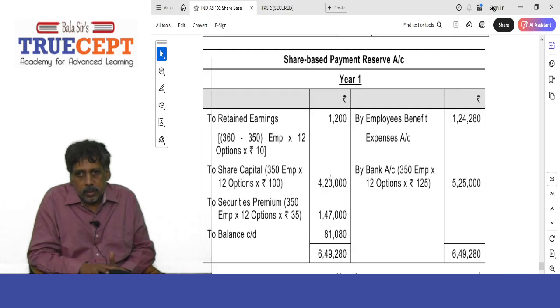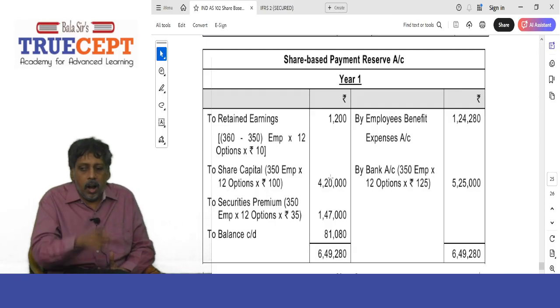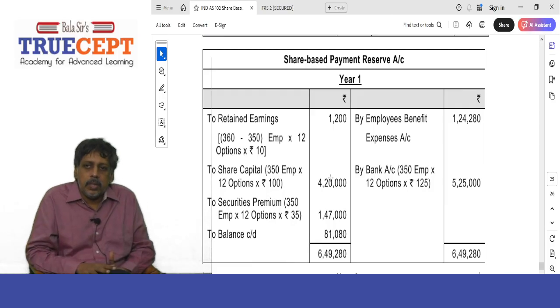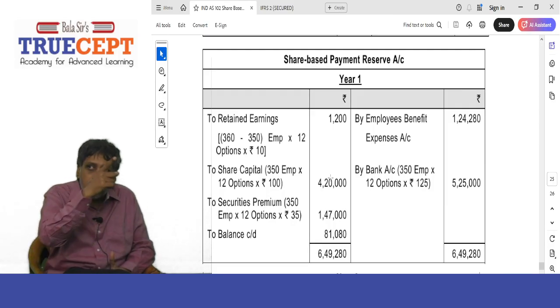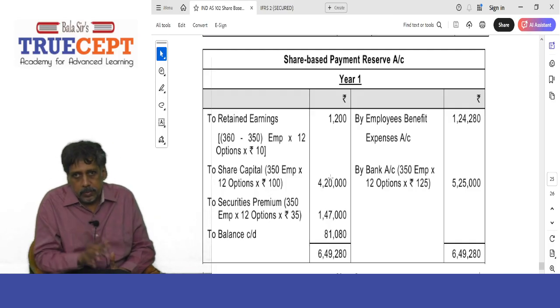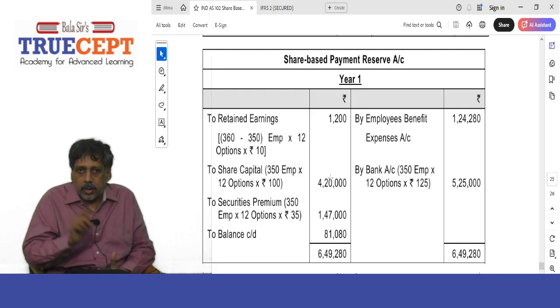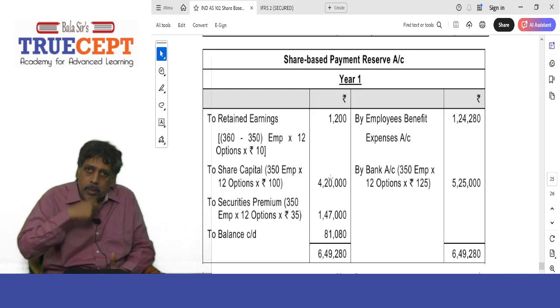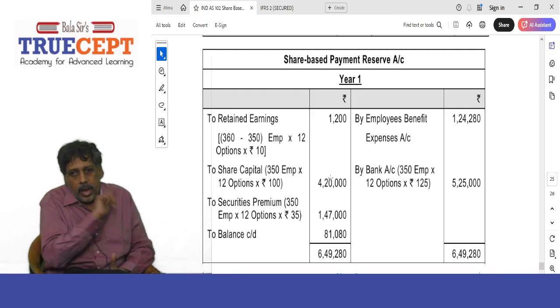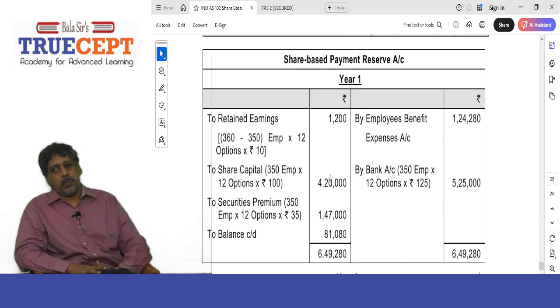Got it? Now, major question. Sir, how to find the amount to be transferred to share capital and share premium? See, already bank account debit to share application, like that, by bank, in your share-based payment reserve account. Now, application money to share capital to share premium. How, sir? I'll tell you. To share capital, very simple. Very, very simple.